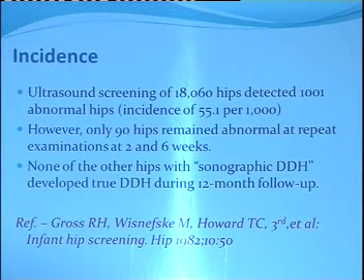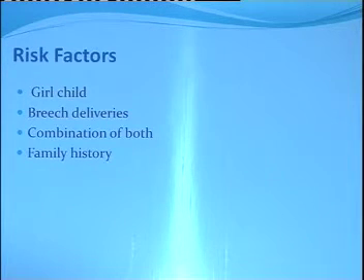So in one study by Gross et al., ultrasound screening of 18,000 hips detected 1,000 abnormal hips, that is an incidence of 55.1 per thousand. However, only 90 hips remained abnormal at repeat examination at 2 and 6 weeks. And none of the other hips with sonographic DDH developed true DDH during 12 months of follow-up. Therefore, the acetabulum develops normally in most of the children.